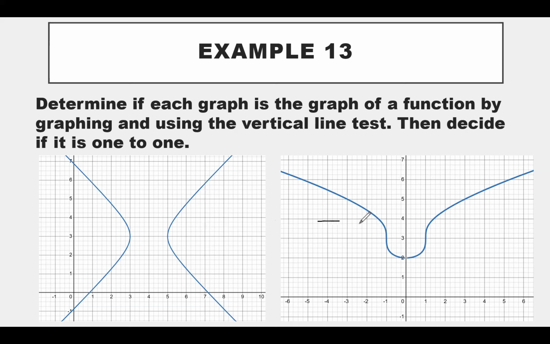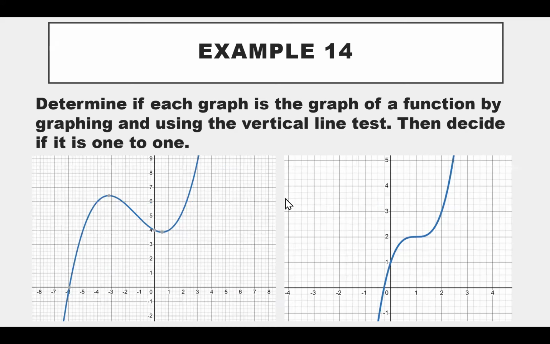The one on the right, however, is not one-to-one because if you draw a horizontal line, it goes through the graph in two spots. Well, not every horizontal line, but there are some horizontal lines that go through the graph in two spots. So this is a function on the right, but it is not one-to-one. On the left, it is not a function.